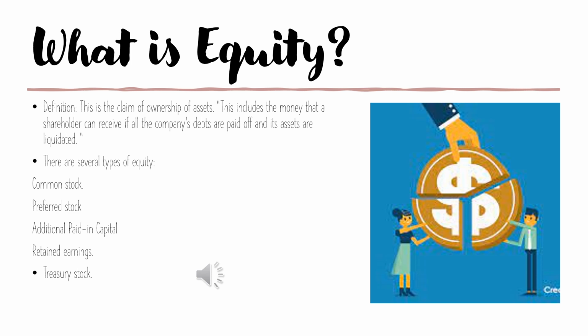Then we have additional paid-in capital. That's the excess amount paid by an investor over the par value of a stock issue. Then there are retained earnings. The cumulative net earnings or profits of a company after accounting for the dividend payments. And finally, we have treasury stock. A treasury stock or a reacquired stock is a stock which is bought back by the issuing company, reducing the amount of outstanding stock on the open market.